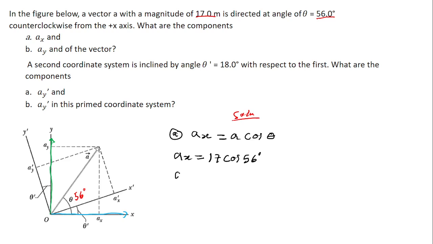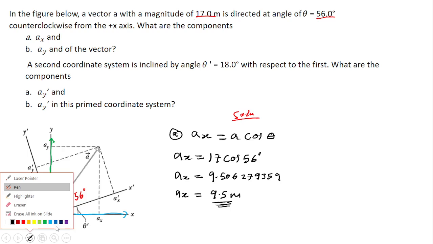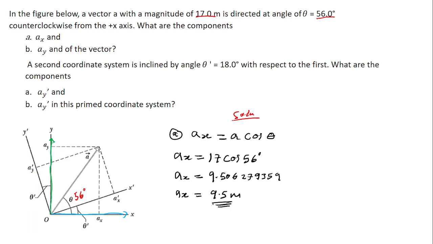9.506. Correct. So Ax is 9.506279359. So this is the value, and we can simply round off this value to two significant figures. So we are going to say 9.5 meters, which are the units we are having there. So 9.5 meters is our solution for this particular vector when you talk about its x component.